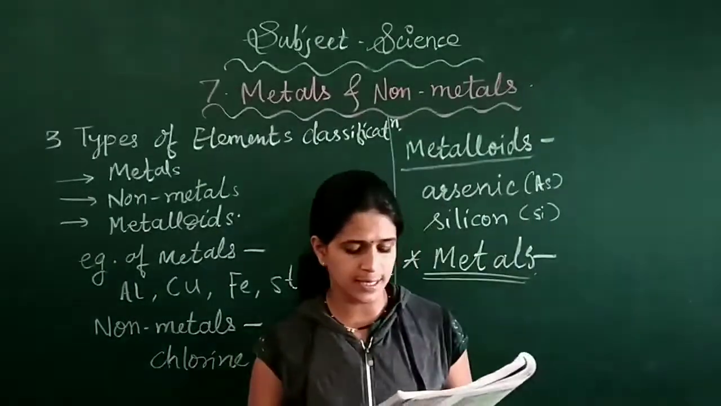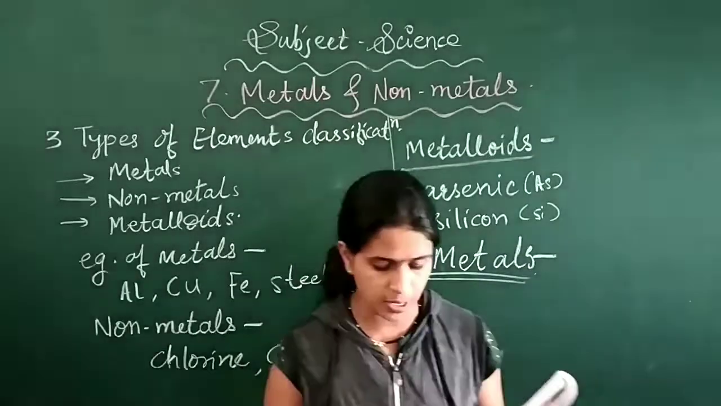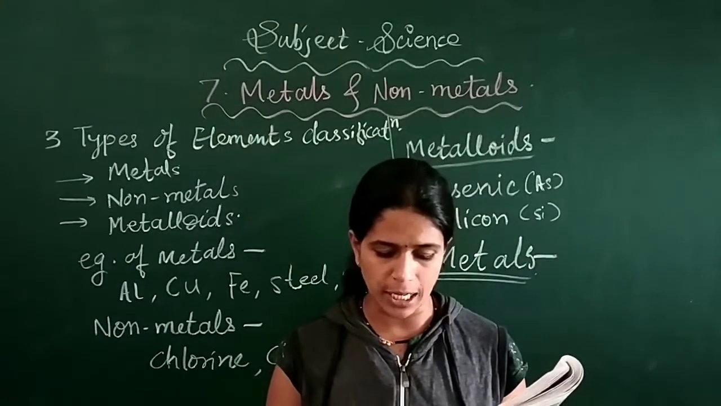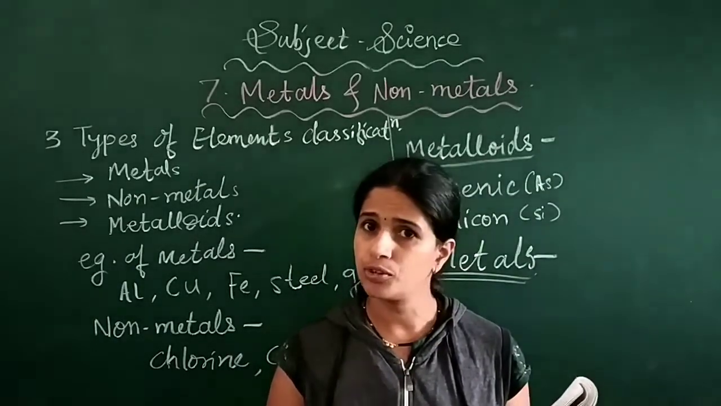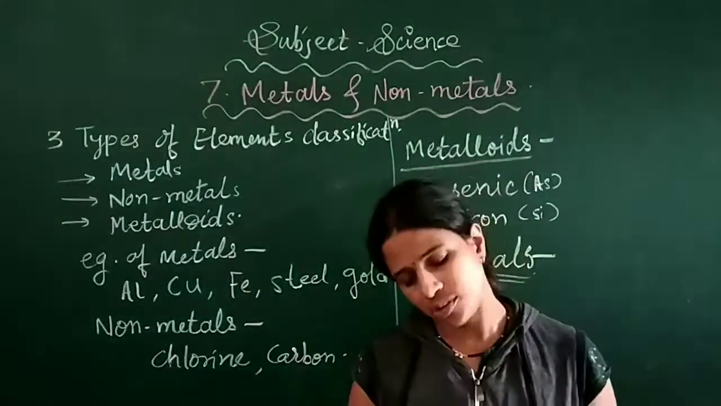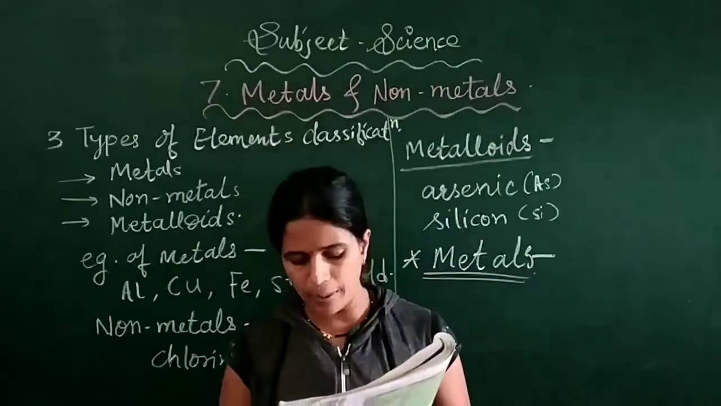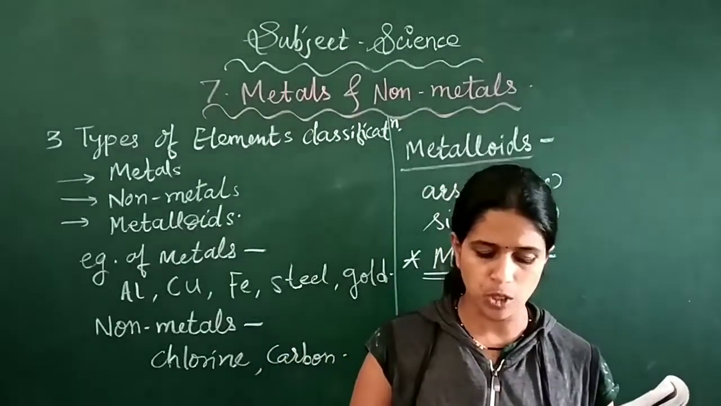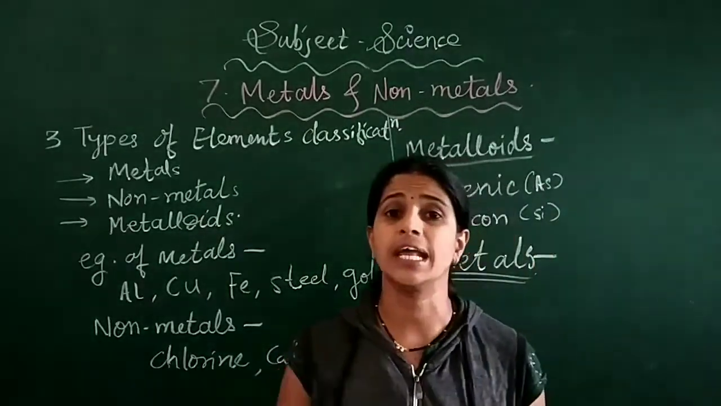The last one, that is the number 10 property, is sonority. Which is the metal that your school bell is made of? You just tell me the answer. Okay, just write it down and you just tell me. How does a bell function? Metals are sonorous. They produce sound by striking.